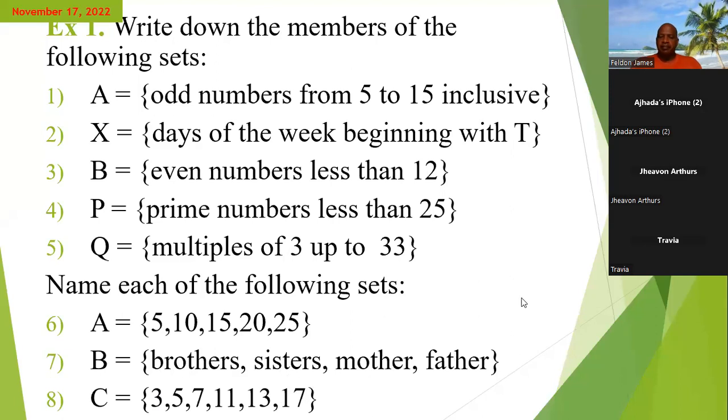Ms. Trivia, can you describe C for me? Yes, sir. All right, so go ahead. C is a set of prime numbers from 3 to 17 inclusive. Very good, Ms. Trivia. Thanks much. All right, moving along. And we're going to look now at types of sets.